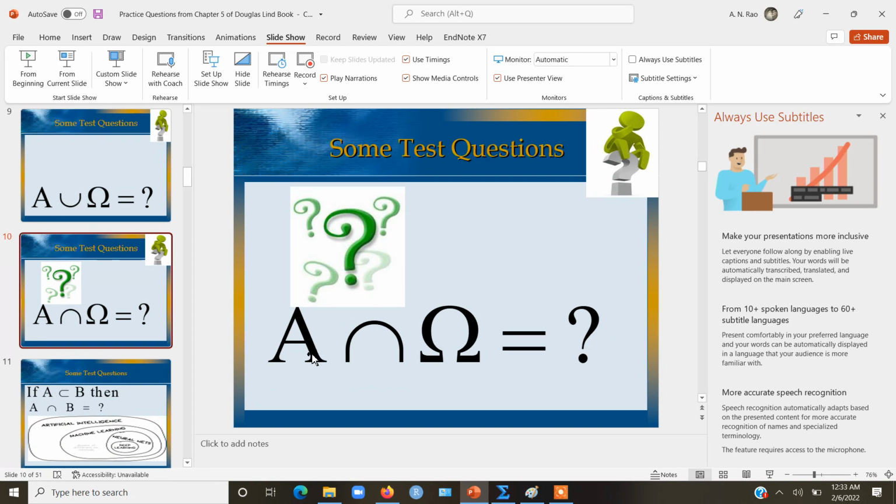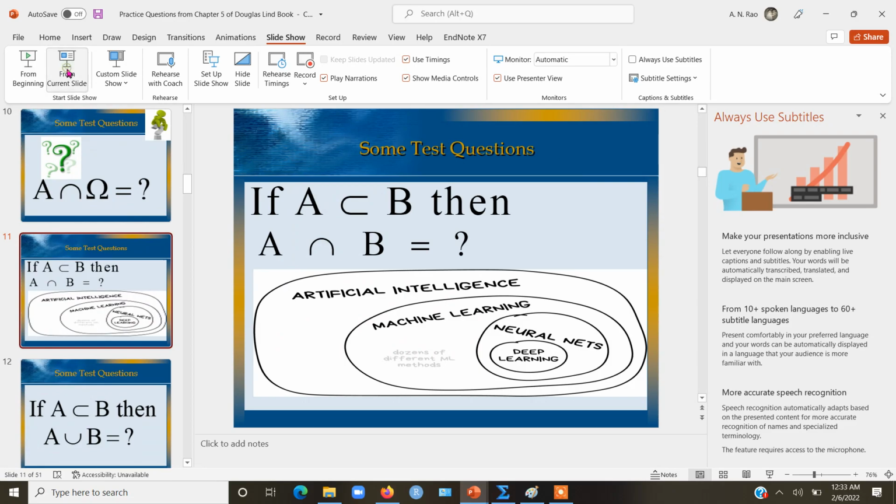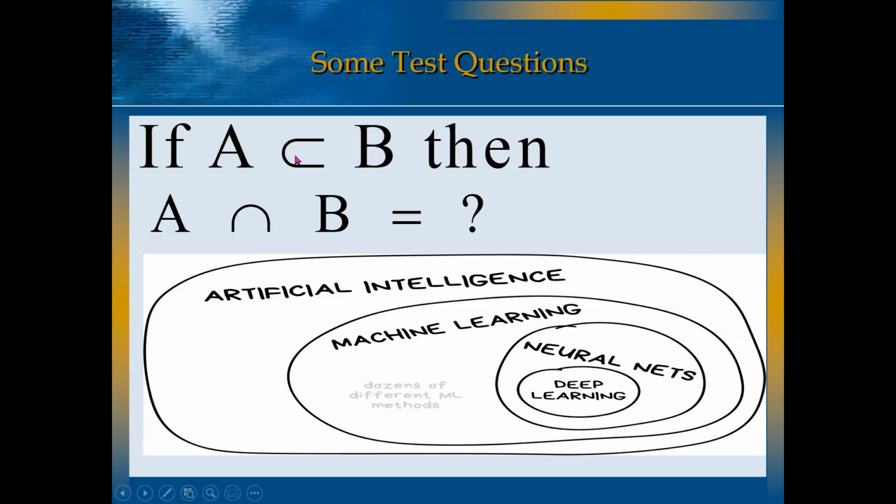What will be the intersection of A and the sample space? So we know that A is a part of the sample space. So what is common in A and the sample space? Of course A itself, right? Okay, so next we have this symbol.